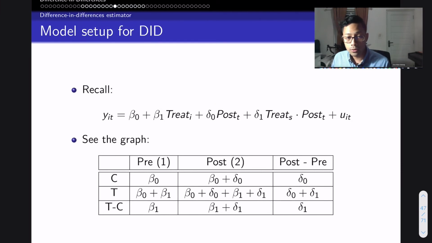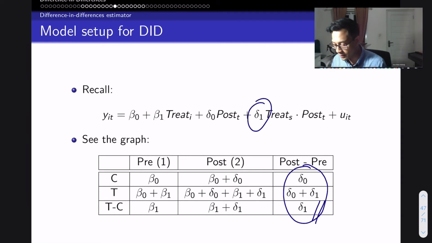Okay, so this is where the focus should be here. So we want to take the difference in differences across periods between the two groups. Okay, so the difference in differences is going to be delta 0 plus delta 1 minus delta 0, and this is going to be delta 1. So the parameter that identifies the impact of the policy, the treatment, or the intervention is going to be delta 1. So that's going to be the parameter on the impact of the intervention. Okay.